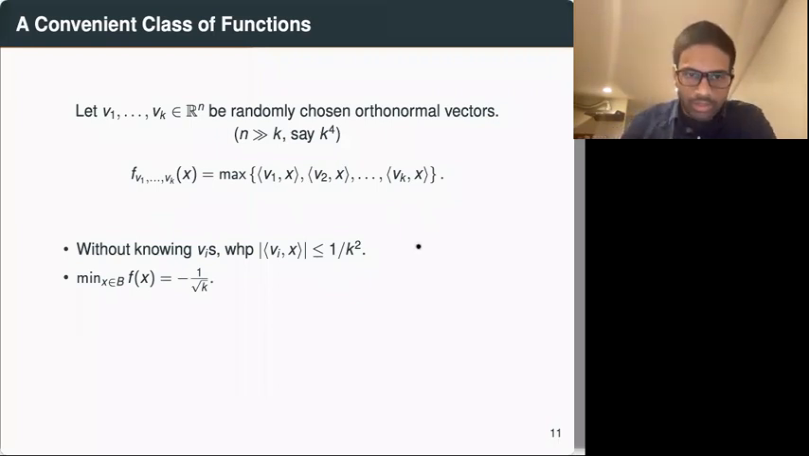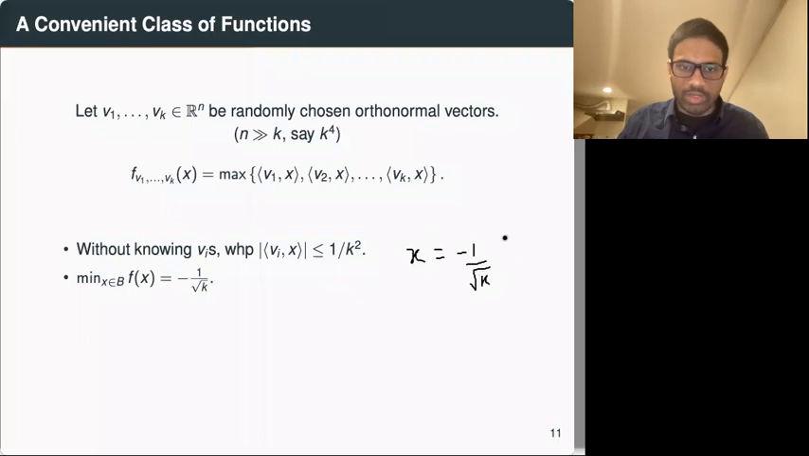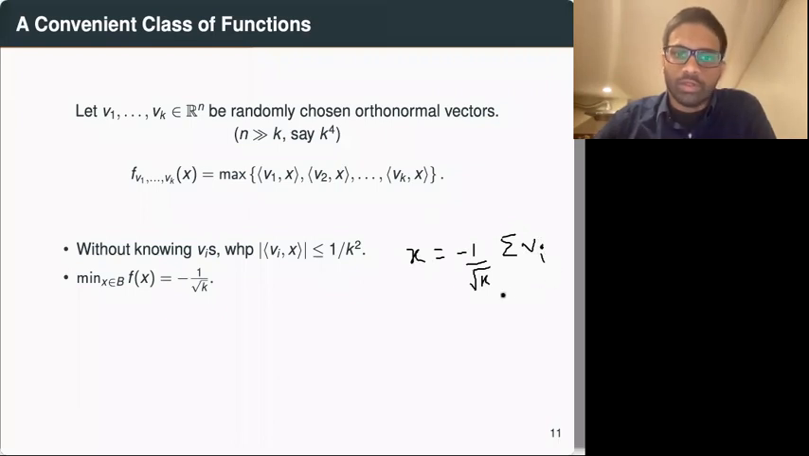So if I take x equal to minus 1 by square root k times the summation of vi, this is a vector of length 1. And for this vector, all of these entries are minus 1 by square root k. This is the best that you can do. The maximum value is minus 1 by square root k with this input. So the minimum value of the function in the unit ball is minus 1 by square root k.